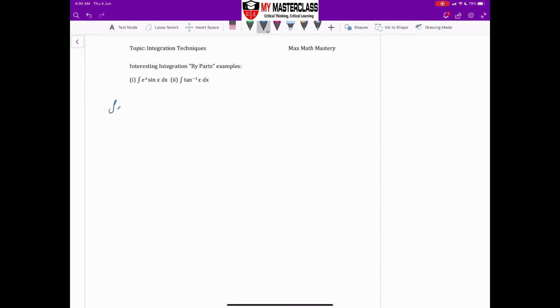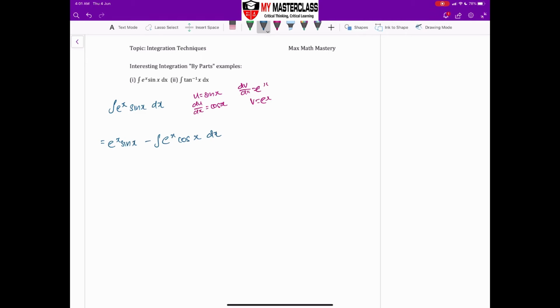So integrate e^x sine x dx. This is the first formula. I'm going to write here. Same thing, my u will be equal to sine x. du dx will then be cosine x. My dv dx is equal to e^x, and my v will then be equal to e^x. So if you quickly write out the formula, it should give you e^x sine x, which is uv, minus the integral of v du dx, so it will be e^x cosine x.